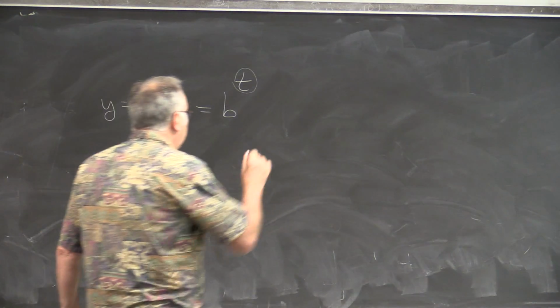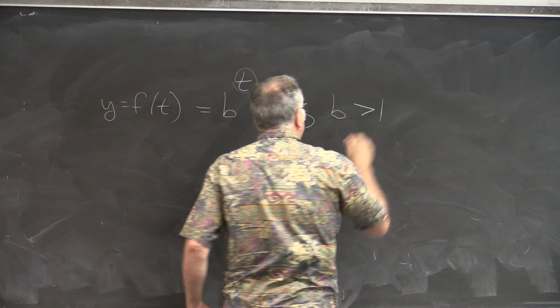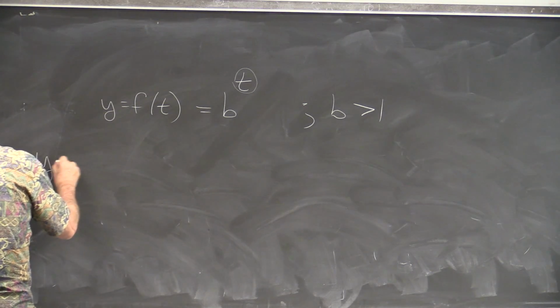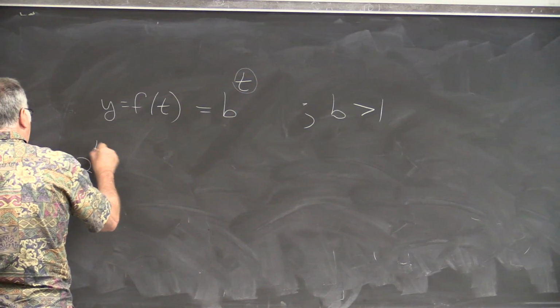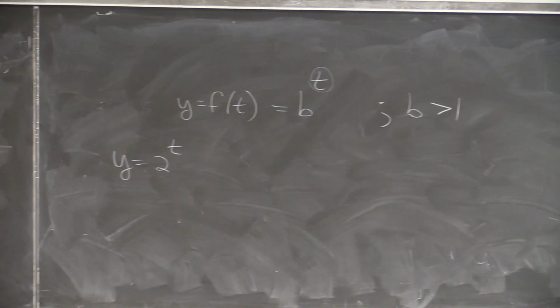By convention, we let b be some number greater than 1. So that's the only restriction on b. We do want it to be positive and some number greater than 1. But that's the only restriction. So let me give you a simple example. Suppose we have this function, y equals 2 raised to the t power. Now the base b is equal to 2. And if we were to graph this function, it looks like this.